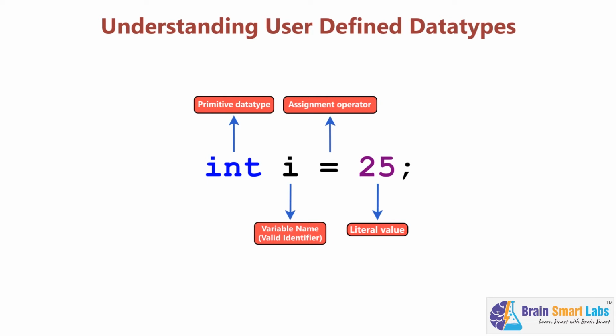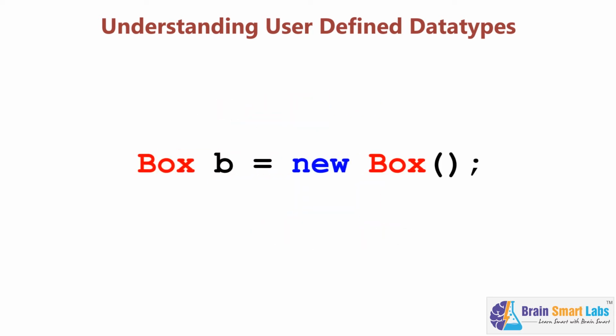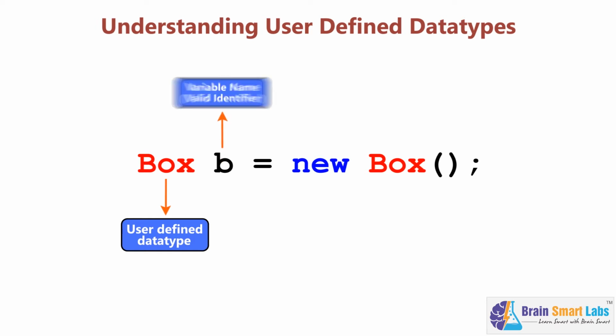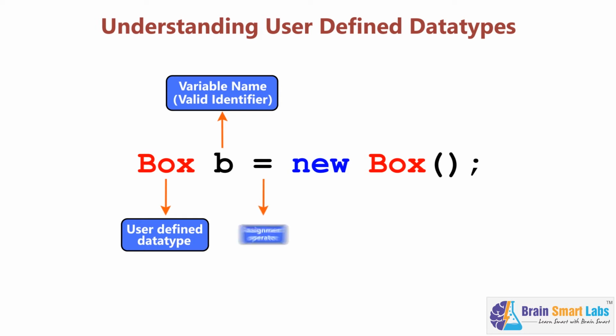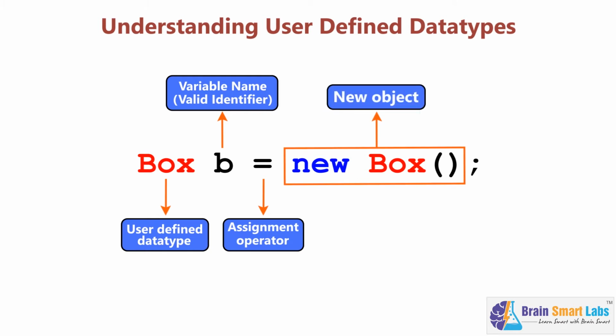Now consider the statement Box b = new Box. Here in this statement, the word Box indicates class Box which is a user defined data type. Variable b is nothing but a variable name which is of course a valid identifier. The equal to operator is the assignment operator we use to transfer the address of an object from right hand side to left hand side. And the code new Box which we have written on the right creates a new Box object in our JVM memory, returns the object address which will be later transferred to variable b present here on the left hand side.